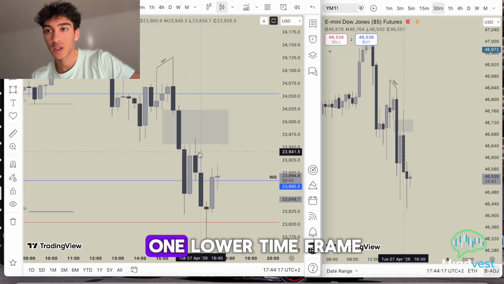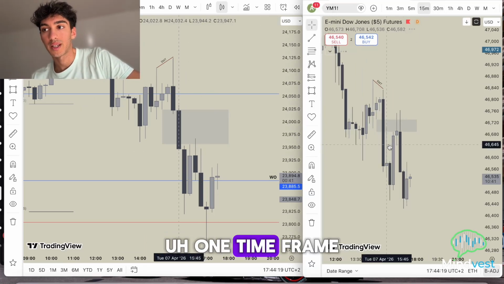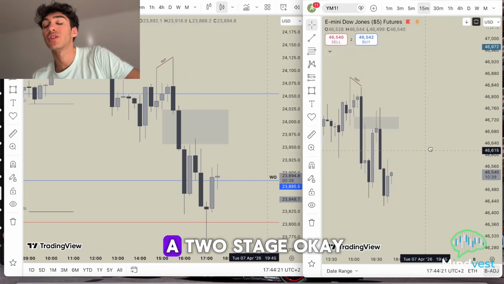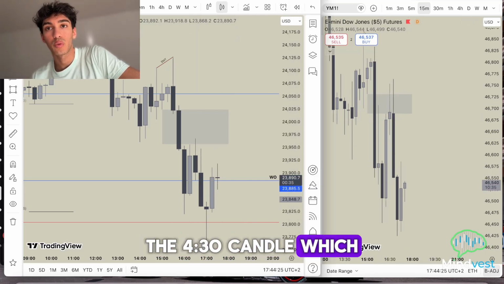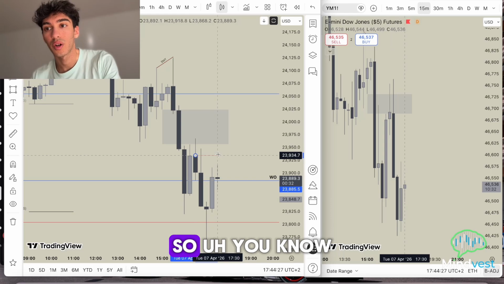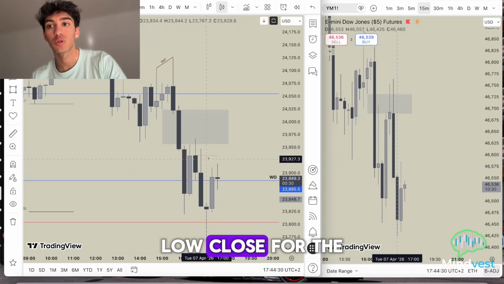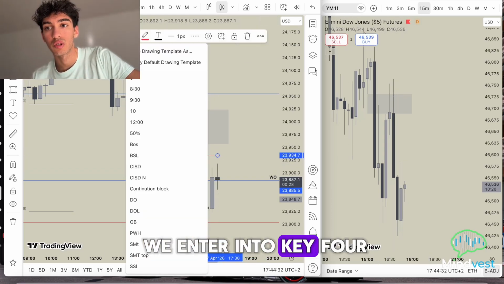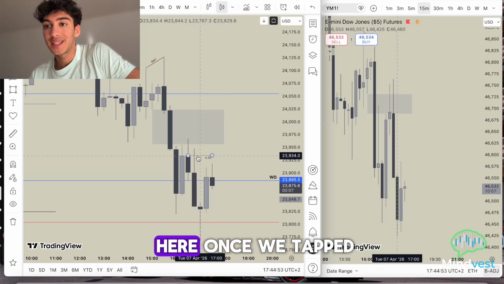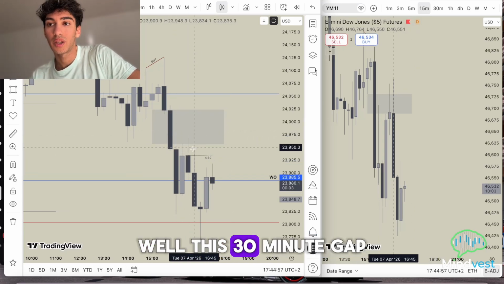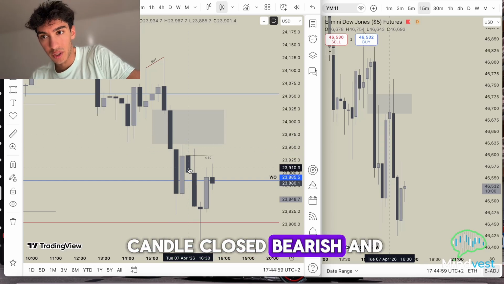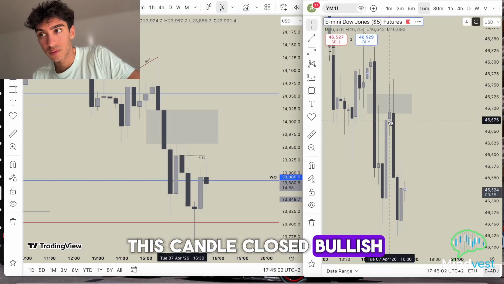I drop down to one time frame lower, and I can see here there's a 2-stage, where this candle is closing bullish, the 430 candle, which is a 90-minute candle open. So open high low close for the 90 minutes right before we enter into Q4. You can see here, once we tapped into this 30-minute gap, this candle closed bearish and this candle closed bullish.